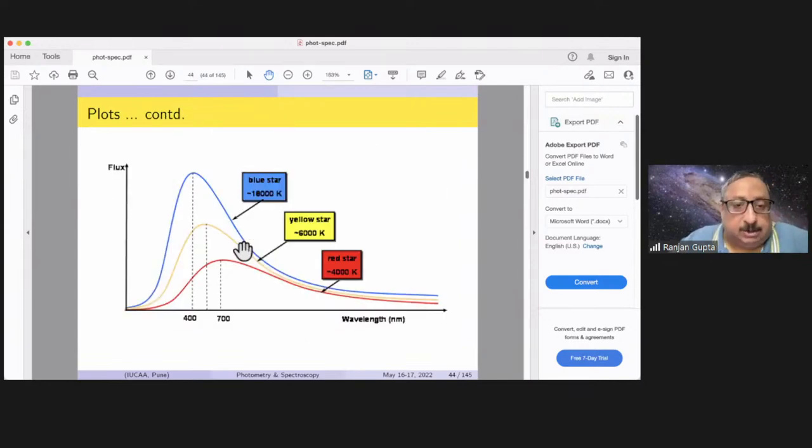This is again a similar picture, now in the context of stars. A blue star, which is 18,000 degrees Kelvin, will have light peaking at 400 nanometers, which is in blue. Similarly, a cooler star, which has only 4,000 degrees Kelvin, like Betelgeuse, will look reddish because the peak is in the red region. That's why the colors are also chosen in this plot.